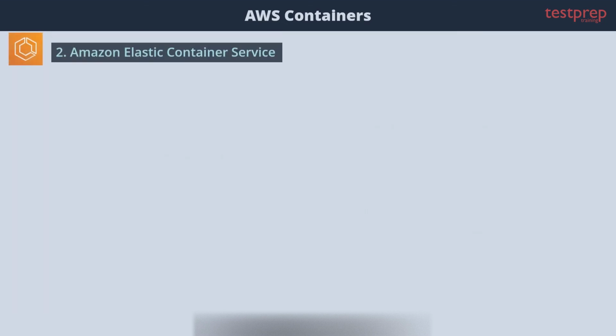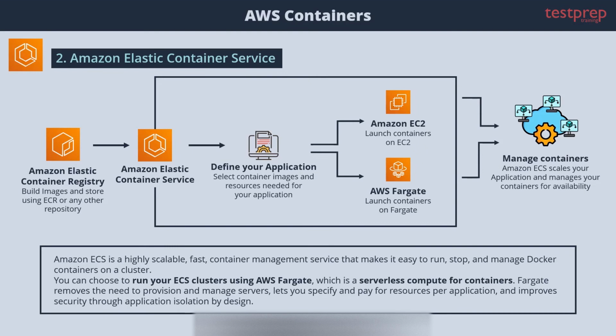Amazon Elastic Container Service. Amazon ECS is a highly scalable, fast, container management service that makes it easy to run, stop, and manage Docker containers on a cluster. ECS is a great choice to run containers. You can choose to run your ECS clusters using AWS Fargate, which is a serverless compute for containers. Fargate removes the need to provision and manage servers. It lets you specify and pay for resources per application, and improves security through application isolation by design.